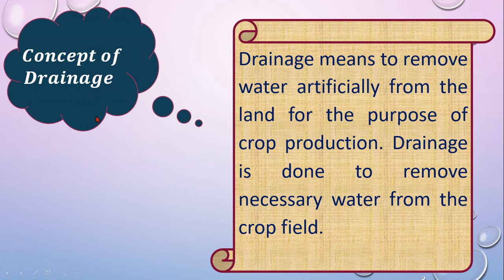That is called drainage. If you give me the definition, drainage means to remove water artificially from the land for the purpose of crop production. That means remove the water artificially from the cropland, definitely for the purpose of crop production. Drainage is done to remove unnecessary water from the crop field. That means if we do not need the water in the land, that time you have to remove the water from the cropland, that is called drainage.